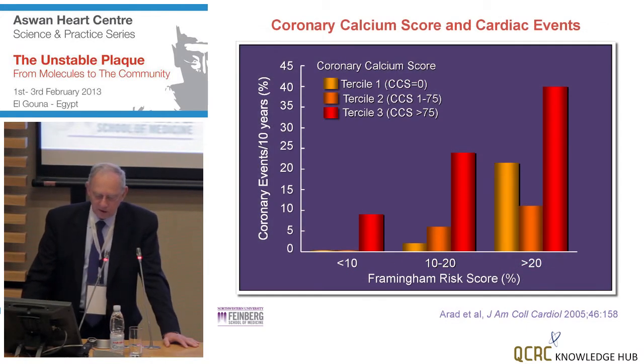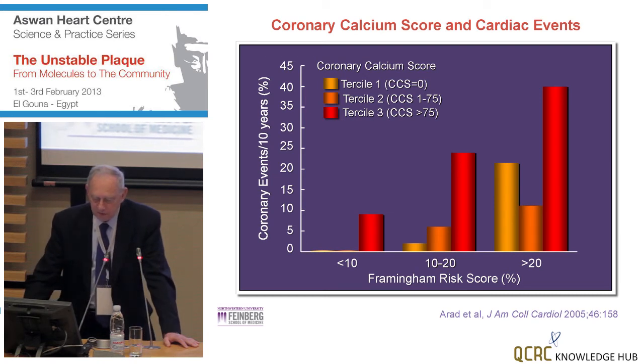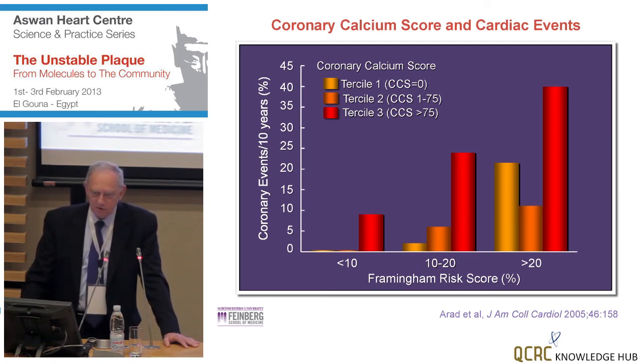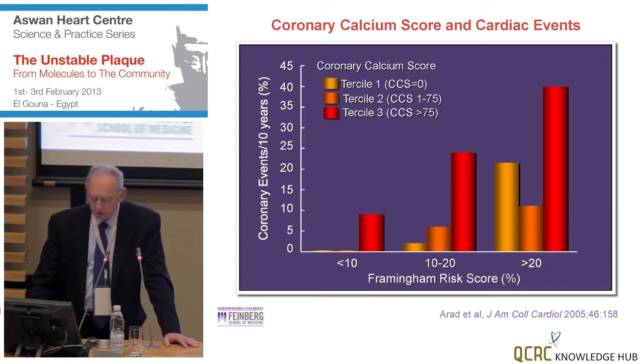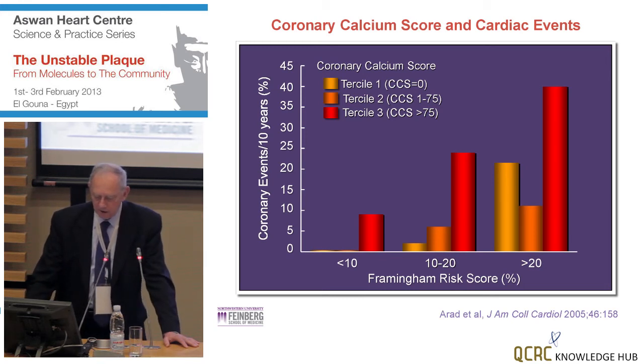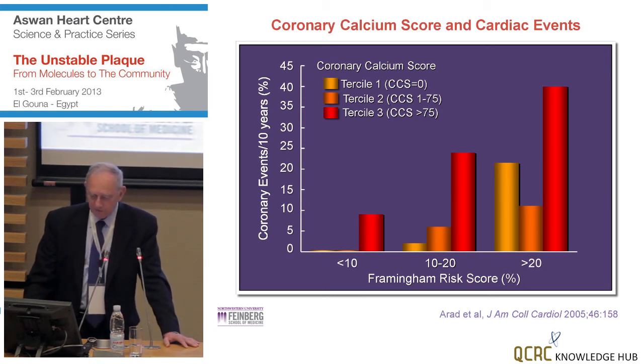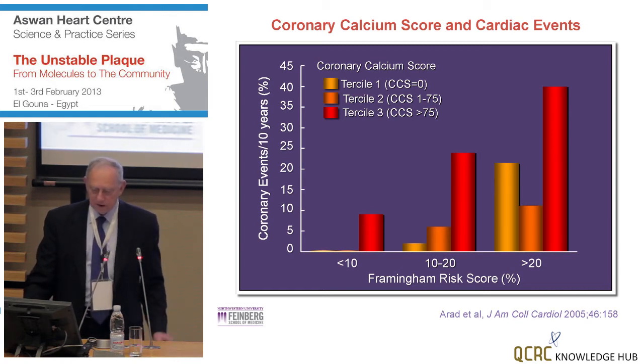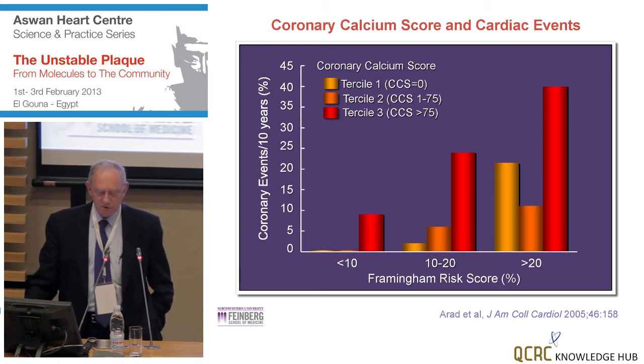So where this comes in, as was also discussed yesterday, maybe is not applying an imaging test to all patients, but let's take the group where we have need for more information. Here's the Framingham risk score in a large number of patients studied by Arad and co-workers, looking at coronary events over 10 years. Low Framingham risk, high Framingham risk, intermediate Framingham risk. They then looked at what would happen if a calcium scan was done.